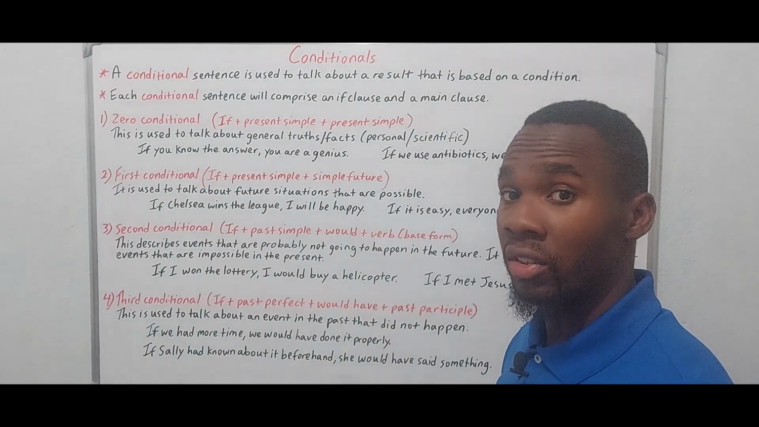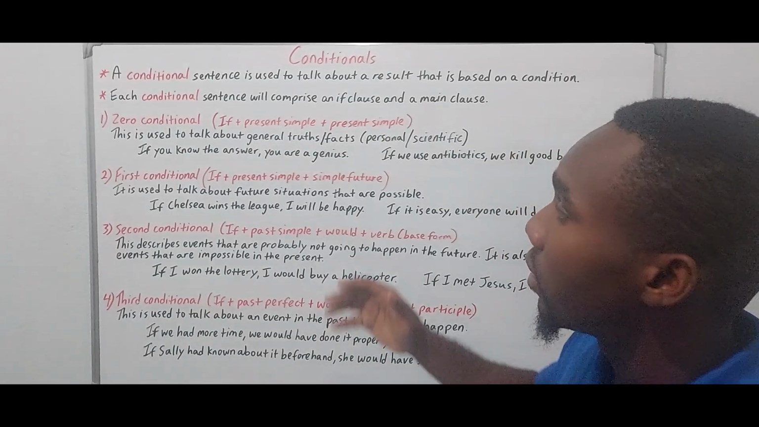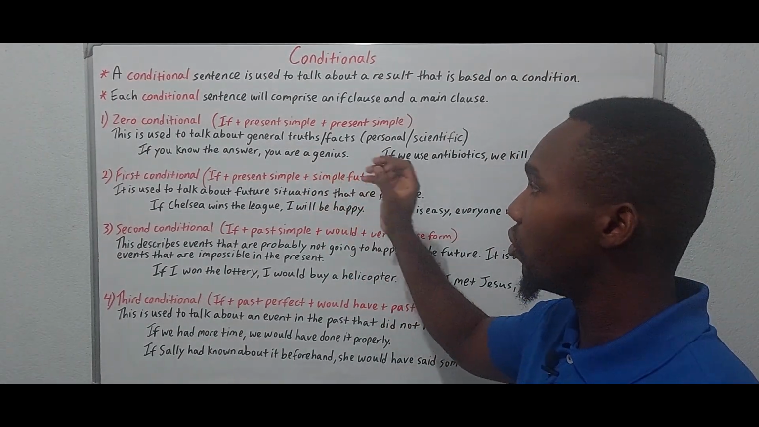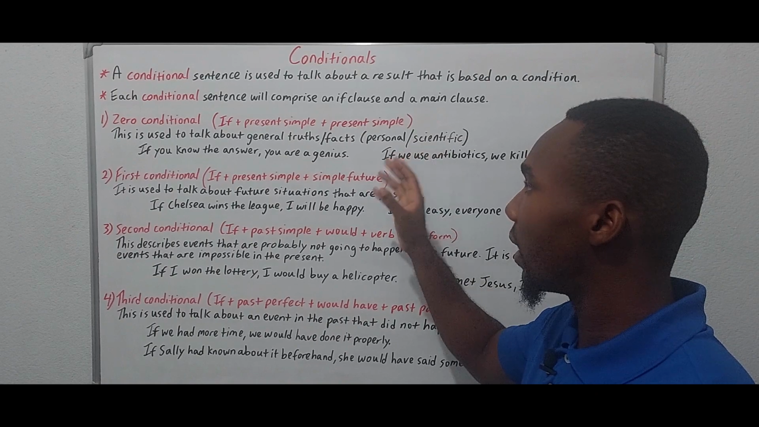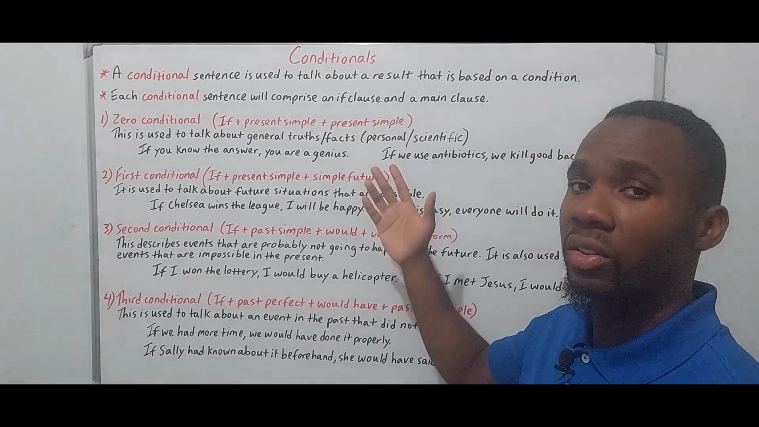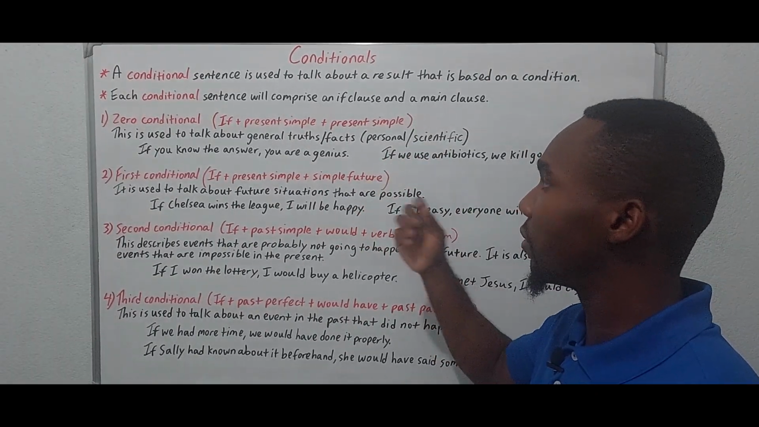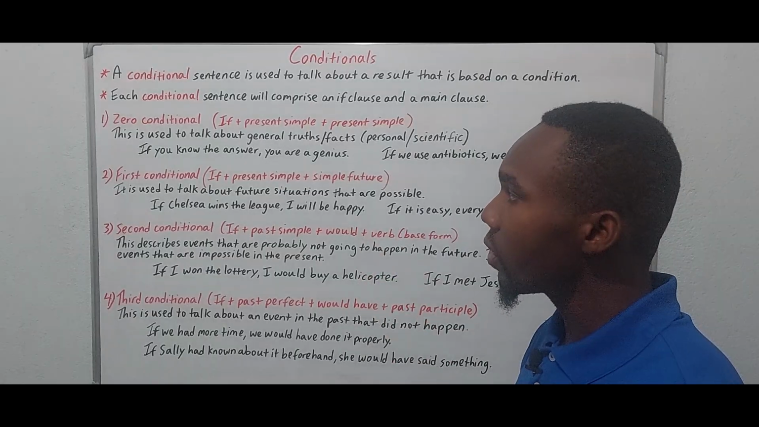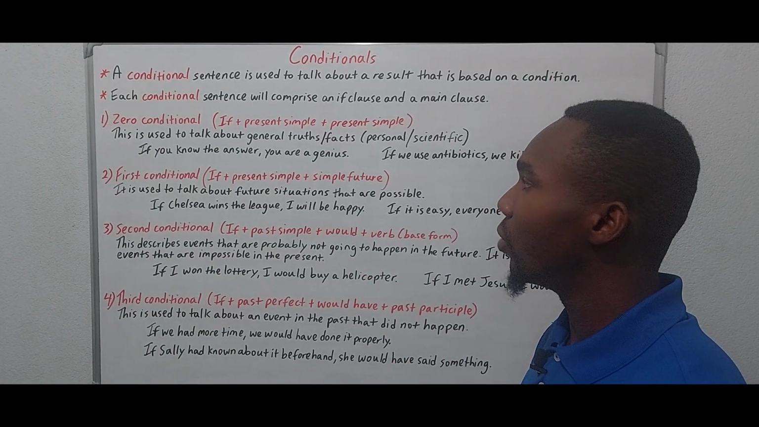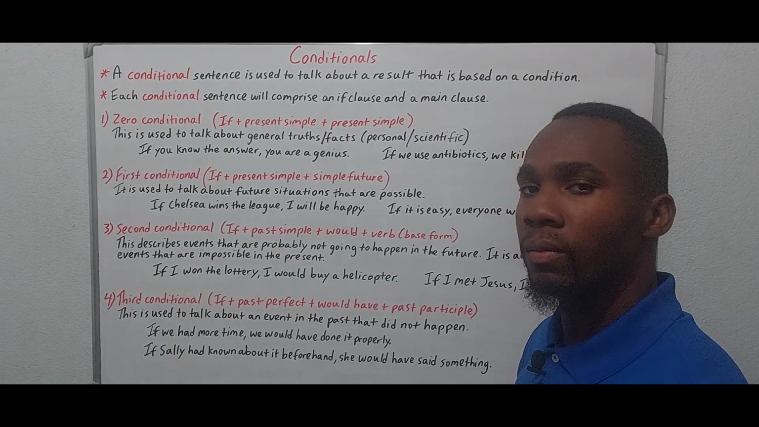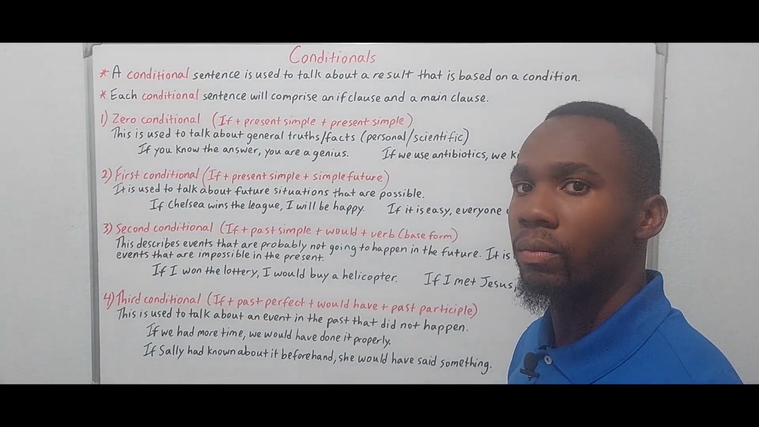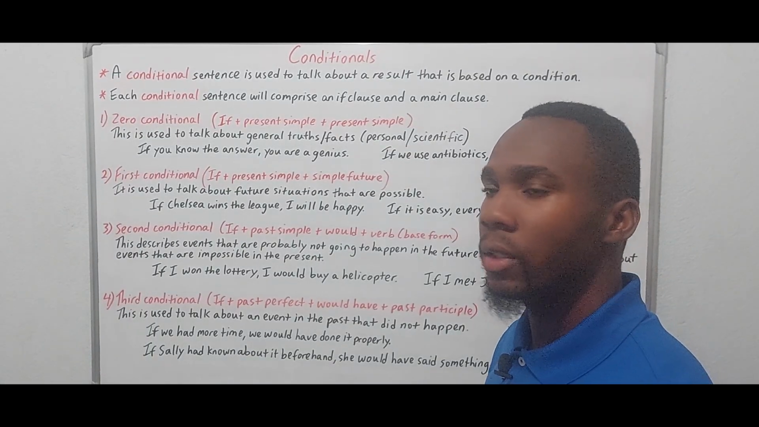Why do we use zero conditionals? Well, we use them to talk about general truths or facts. These can be personal or they can be scientific. For example, if you know the answer, you are a genius.